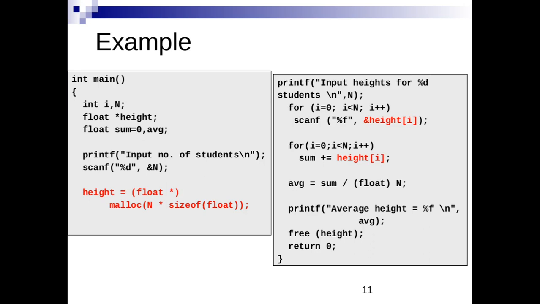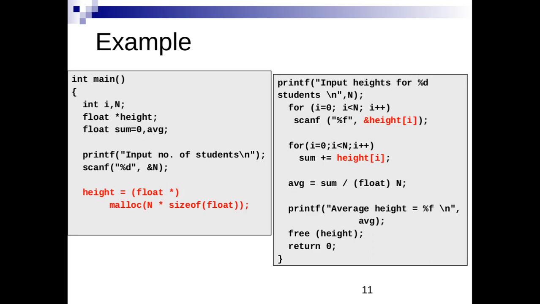Here is an example that takes heights of a variable number of students and then computes the average height and prints it. This scanf function reads the number of students, and then you use malloc to allocate space that is sufficient to store heights of n students. Each height is a float, so the number of bytes you allocate is n times sizeof(float). And the base address of this block is assigned to height after typecasting to float *.